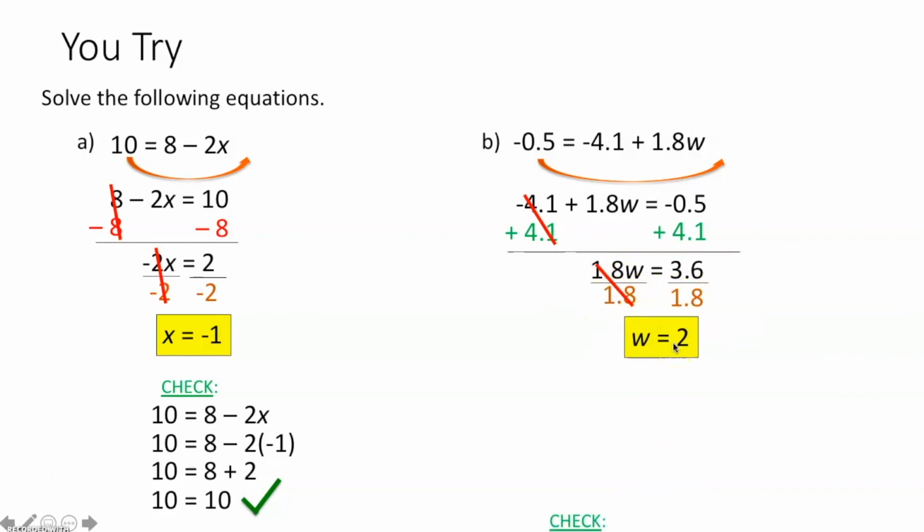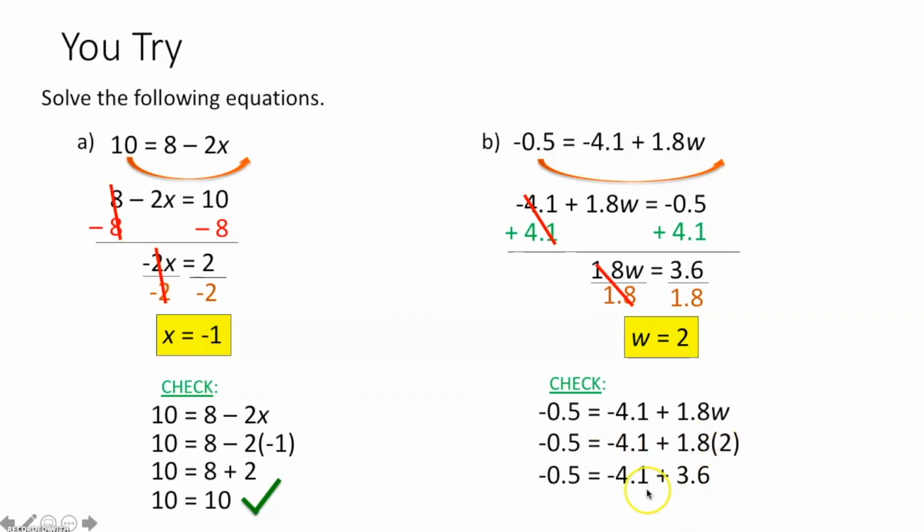Now again, I can check my answer by taking that 2, plugging it in the original equation for w. Order of operations, PEMDAS. Anything I can do in the parentheses? No. Exponents? No. Multiplying or dividing? Yes. Multiply these two, and then addition or subtraction. I can add these two together. Negative 4.1 plus 3.6 is going to give me negative 0.5. And does negative 0.5 equal negative 0.5? Yes, we did it right.